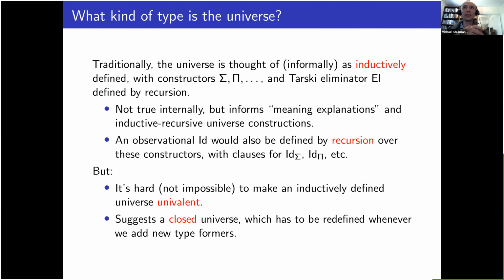And from this perspective, when we have an additional operation of identity types, you would think of it as being defined by recursion over these constructors. You would say Id, right? So you have constructors Id and Pi and so on. To define an operation by recursion, you would need to give clauses for what it does on Sigma and what it does on Pi and so on and so forth.